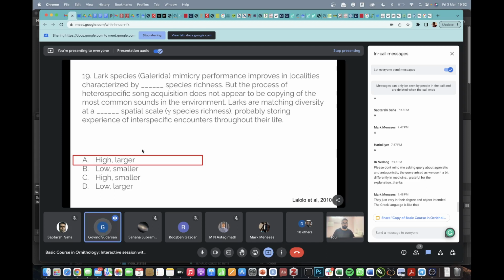Sir, you mentioned they're not mimicking proportionately the amount of species in the area, but focusing more on diversity in a larger area, right, sir? Yeah. Sorry, go ahead.